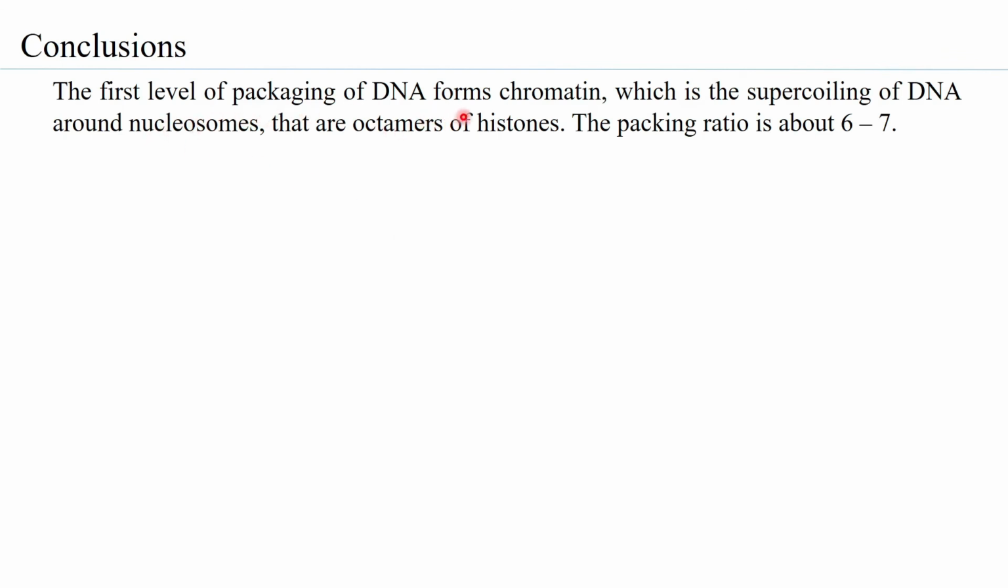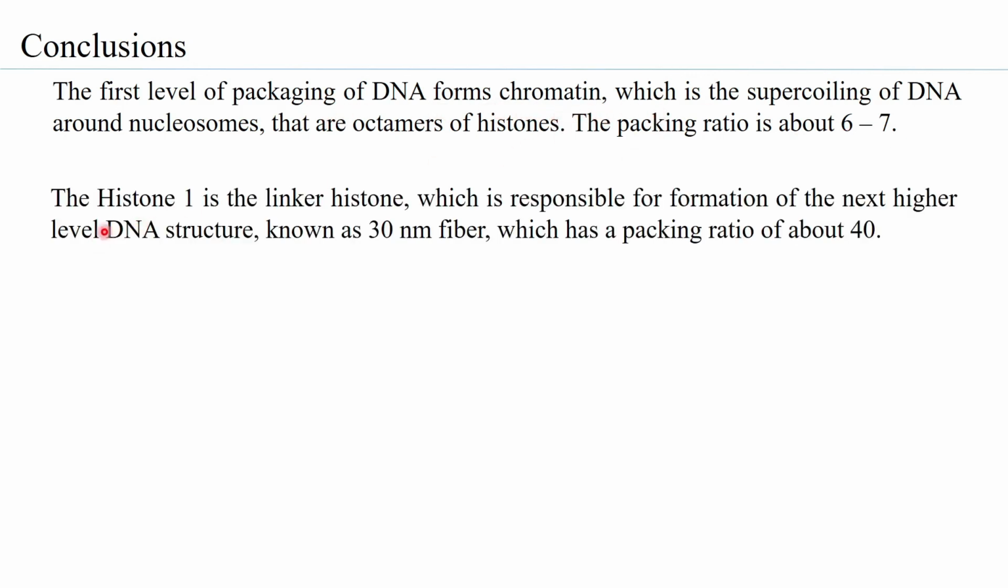The first level of packaging of DNA forms chromatin, which is the supercoiling of DNA around nucleosomes that are octamers of histones. The packing ratio is about 6 to 7 when it forms the chromatin. Histone 1, which is the linker histone, is responsible for formation of the next higher level DNA structure known as the 30 nanometer fiber, and this in itself has a packing ratio of about 40. So from first level to second level, you can already see the packing ratio increasing by about 5 to 6 folds.